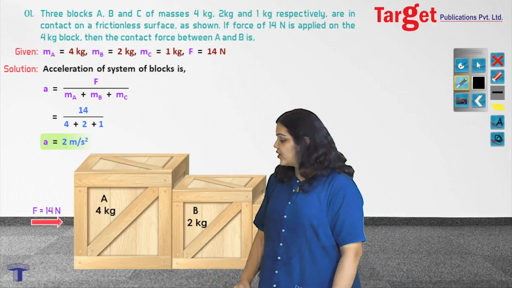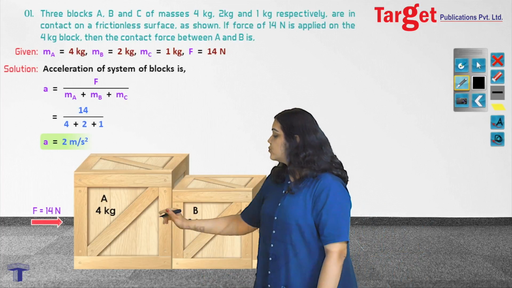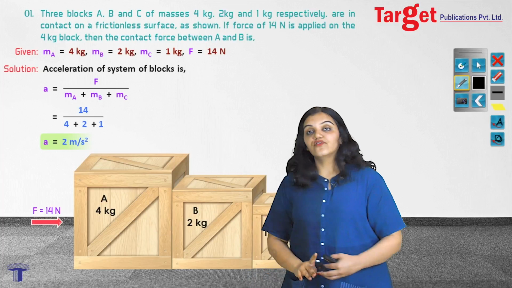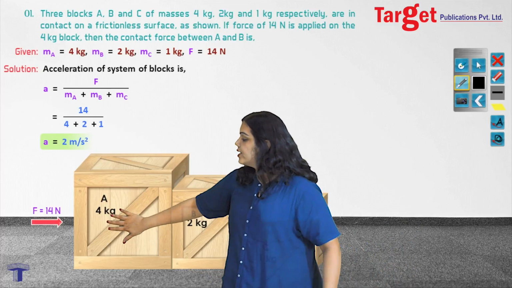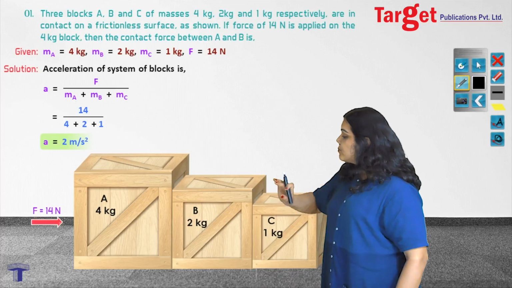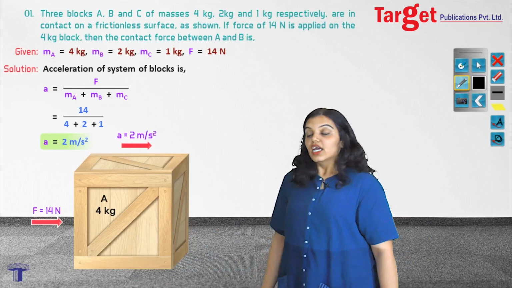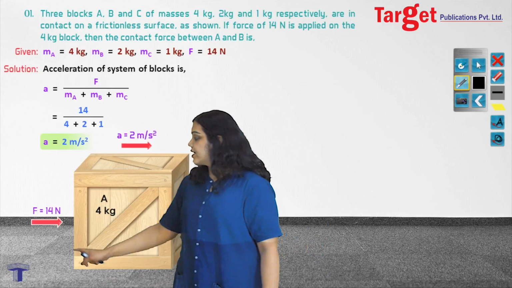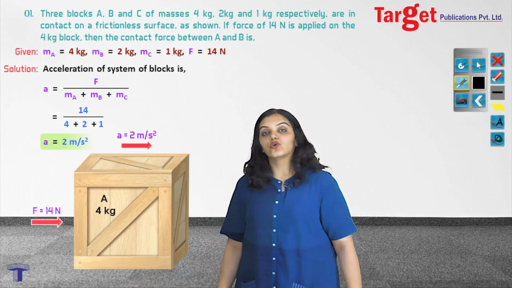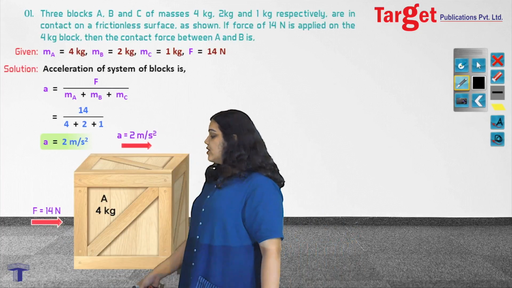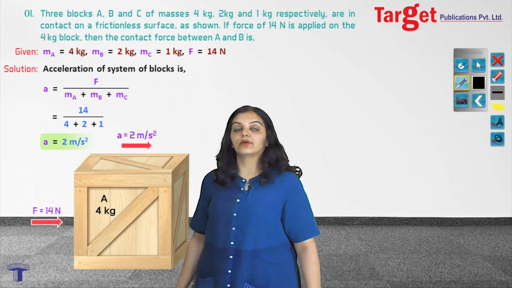But what is asked of us is to find the contact force between A and B, and therefore now we must concentrate only on this block. So I disappear the remaining 2 blocks and I look only at the first block. If I look at the first block, then I see that F is equal to 14 Newton acts on it from one side, and I know that the acceleration of this block is 2 meters per second square.